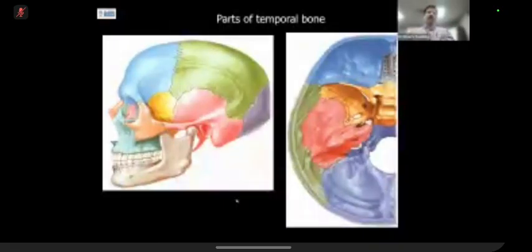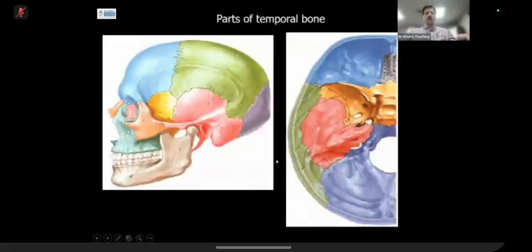Okay, so let's go back. Now, overview of the skull. This bone, this red bone, of course, these are various bones of the skull. We are interested in the temporal bone. Now, the temporal bone has got 5 different portions, technically speaking. This part is the squamous part of temporal bone. It forms part of the floor of the middle cranial fossa.